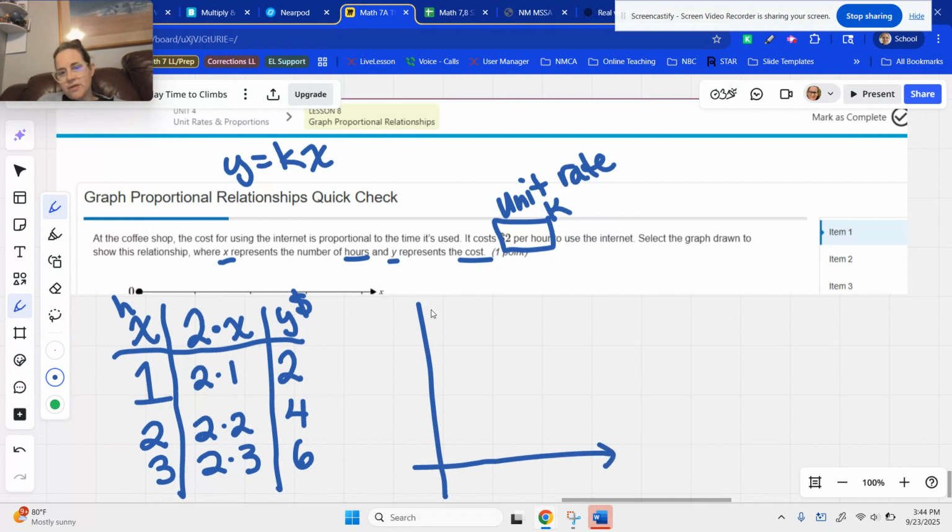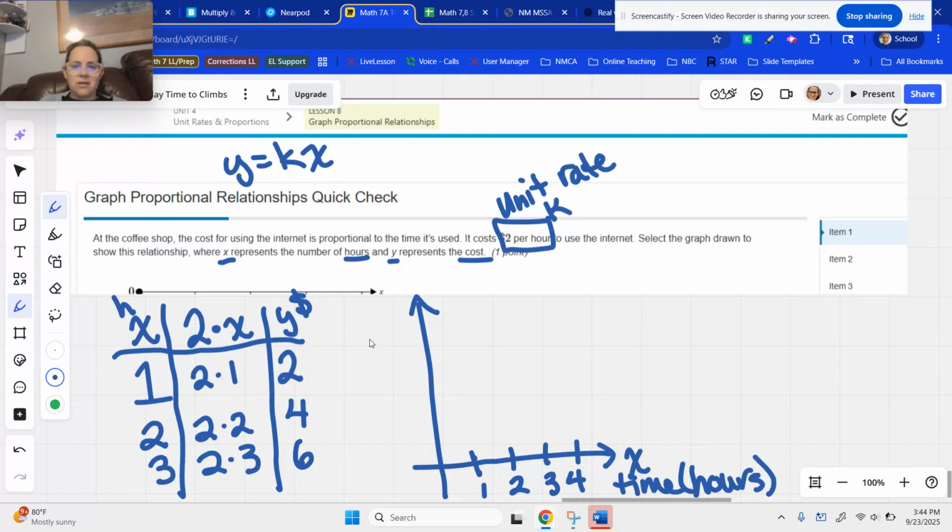They've told me what X and Y is. Guys, if you have time in a problem, people almost always put that on the x-axis because then when you read from left to right, you have this sense of what's happening as time goes by. Okay, 1, 2, 3, 4. And we can put time in parentheses, hours. All right, and then this is going to be the cost.